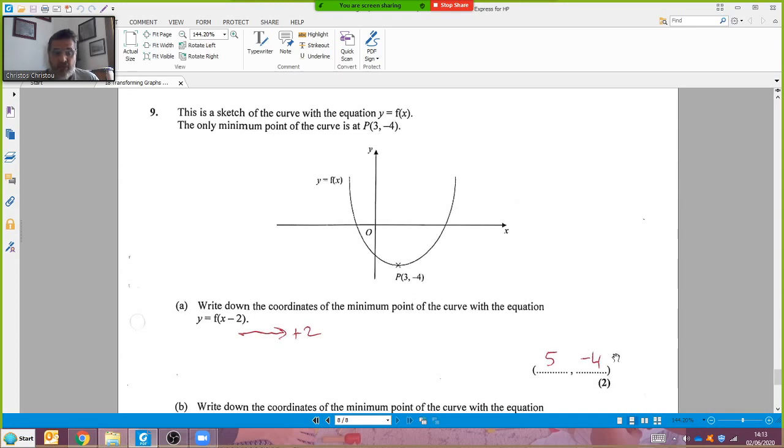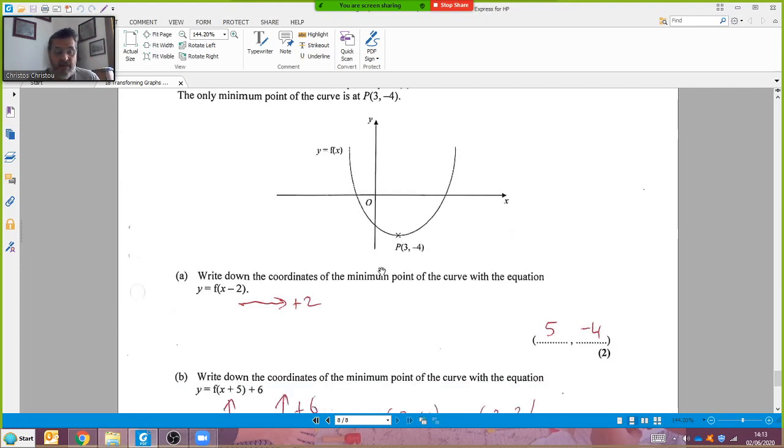Probably because you're recognizing that minus 4 is not going to go up or down at all. So by calling it minus 4, you recognize correctly that it's not going to have any vertical movement whatsoever. Okay, grade 8. 2 marks.